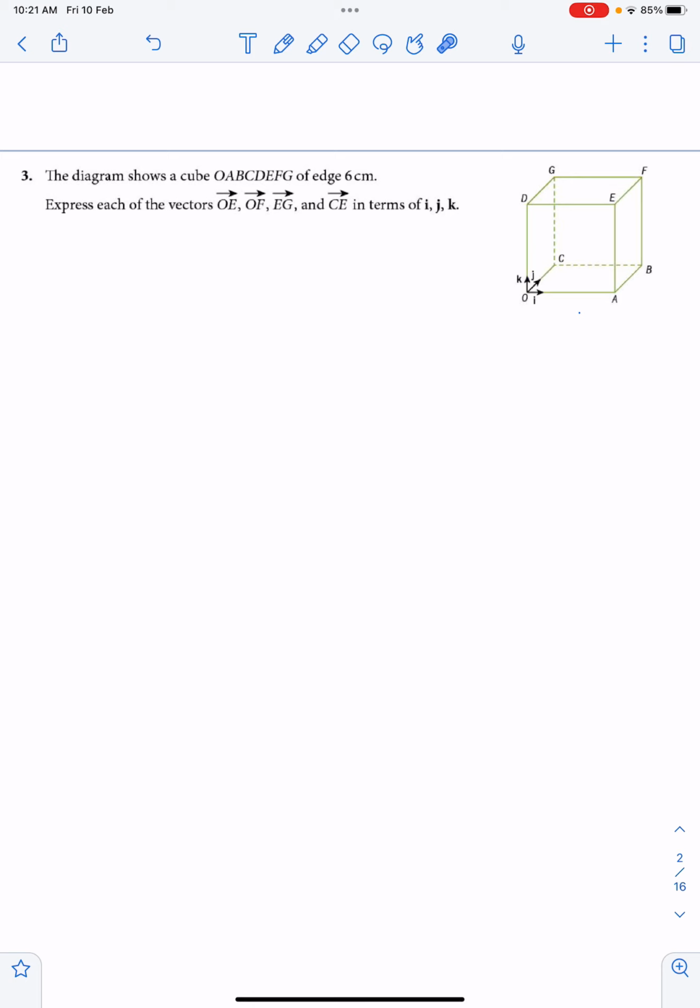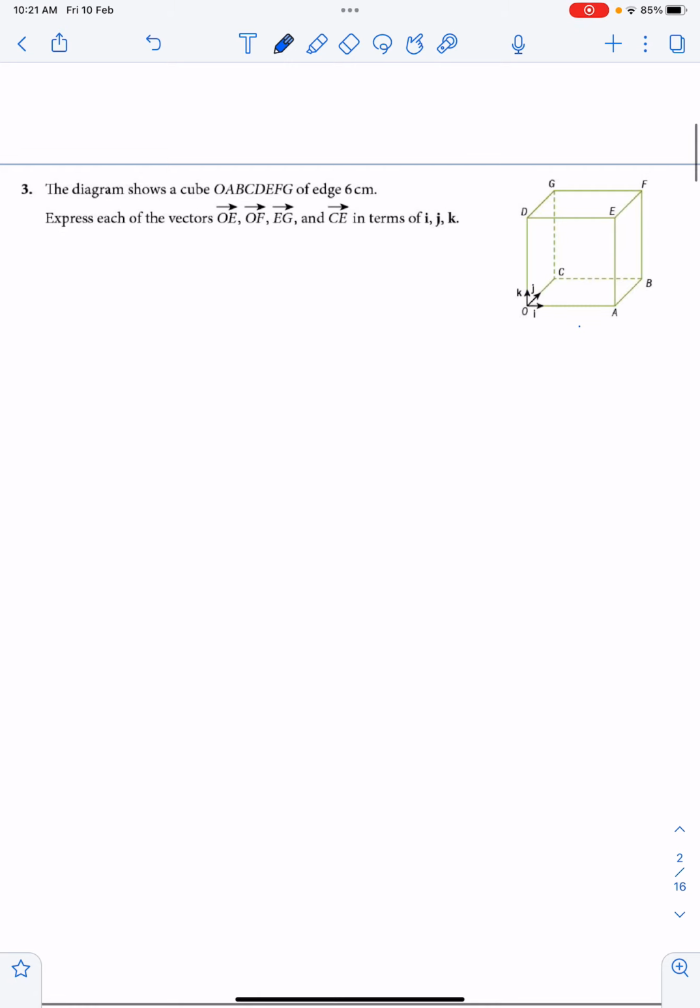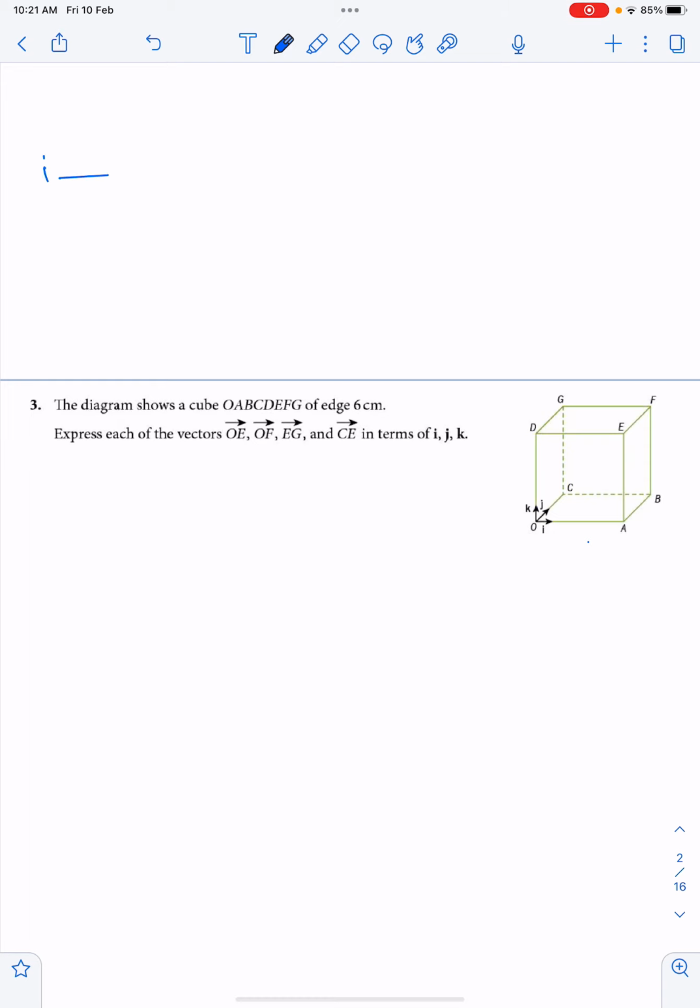We have done vectors in 2D in O levels. Now we're going to do vectors in 3D. For 3D, we need to understand what is i, what is j, and what is k. So I'm writing it here. i is a unit vector, meaning a vector of magnitude 1 unit. i is a unit vector in the positive direction of the x-axis.